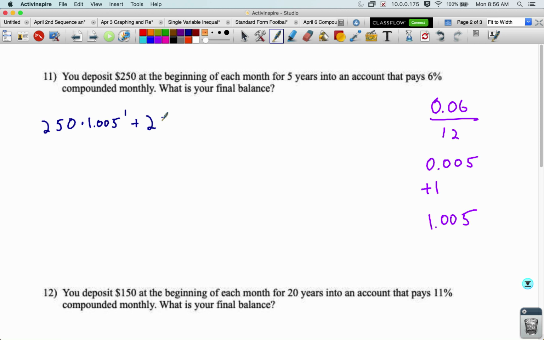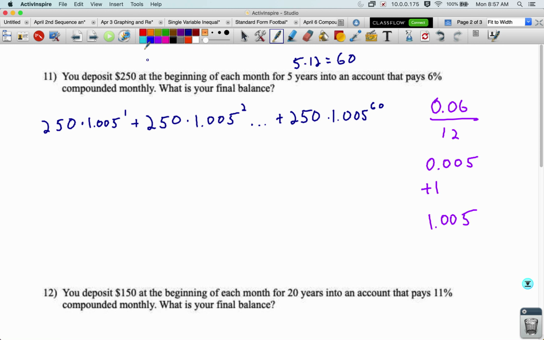All right, then go back in time. The $250 you plugged in November got to compound twice. It got multiplied by 1.005 two times. All right, now we can skip all the way to the very beginning. The very first $250 you plugged in got to compound 5 years times 12 months equals 60 times.